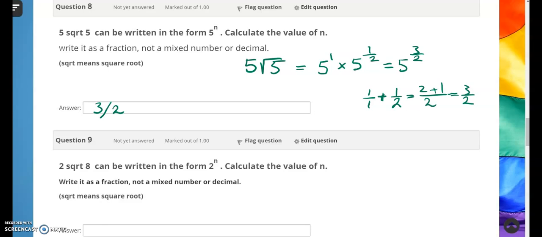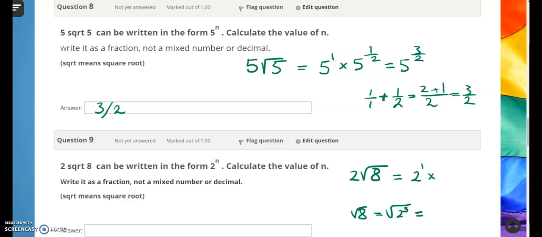3/2. In question number 9, we've got 2 square root 8, which can be written in the form of 2 to the power of n. Calculate the value of n. Again, we're going to do a similar thing to what we did in question 8. We're going to write 2 as 2 to the power of 1 multiplied by square root of 8. Now, square root of 8 is the same as the square root of 2 to the power of 3 because 8 is equal to 2 to the power of 3.